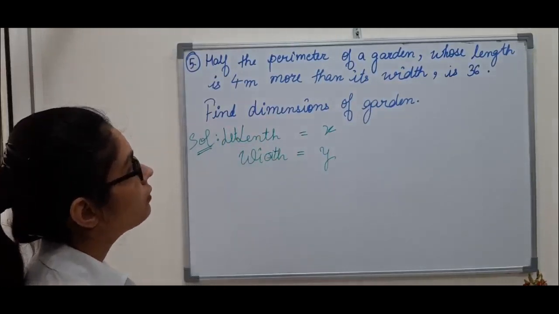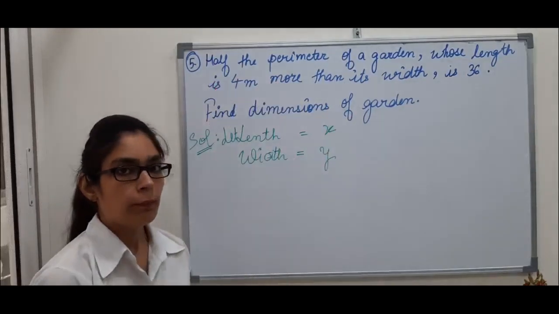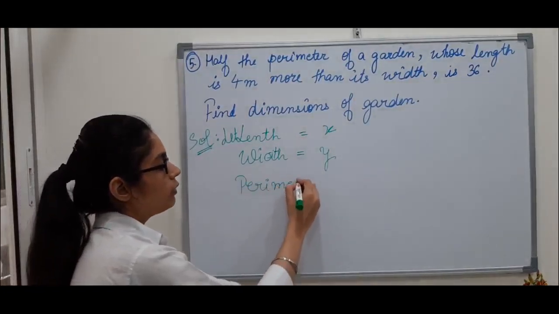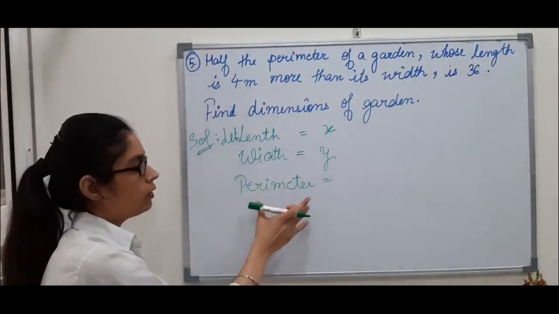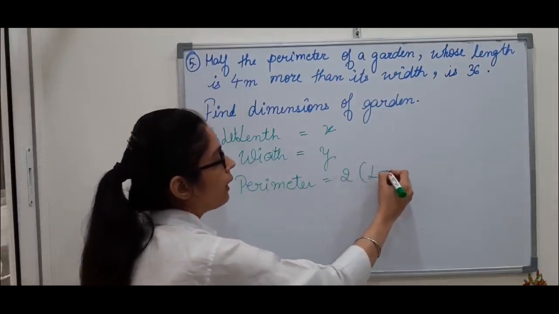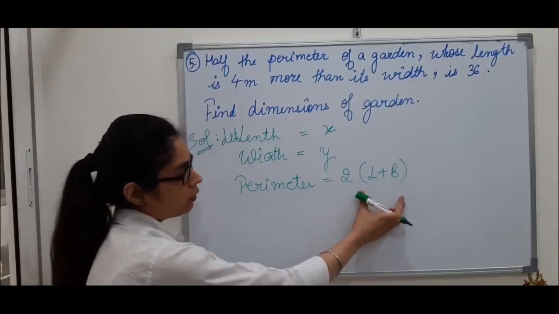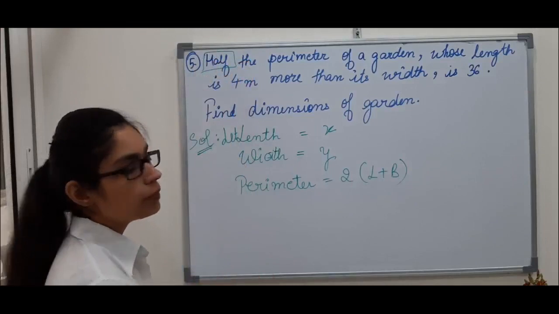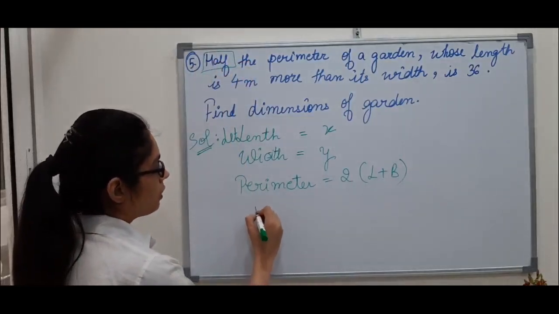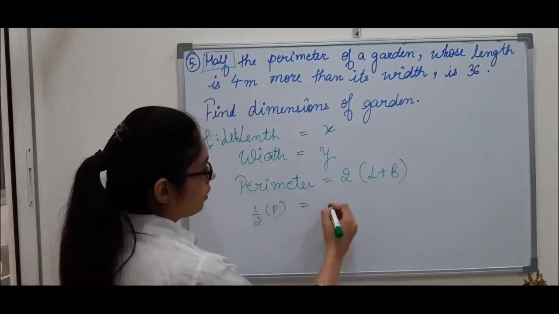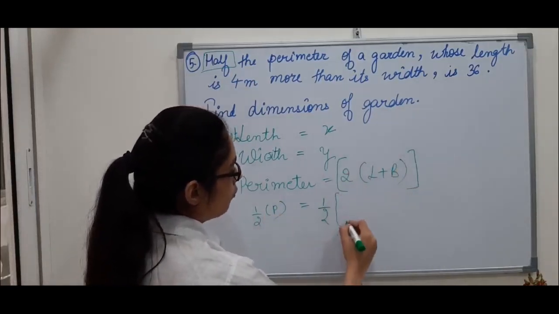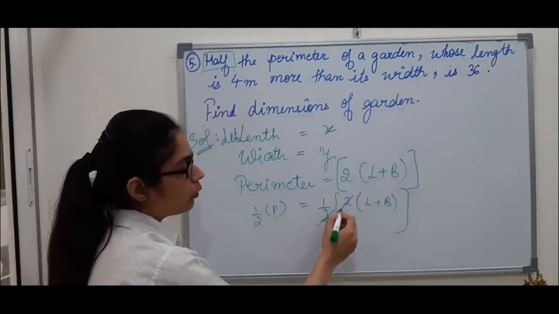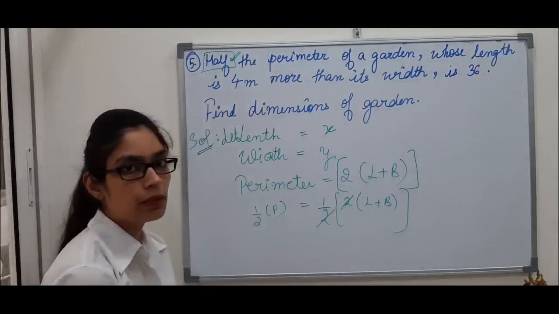Now they have given us one condition, half the perimeter. Do you remember the formula of perimeter? Yes, we have done it in the lower classes. Perimeter of a rectangle, so a rectangle means different width and length. The perimeter of a rectangle is 2 into L plus B. This is the formula. They have taken half the perimeter of the rectangle, so half of 2 into L plus B. This 2 and 2 will get cancelled. We are doing it half because it's written half the perimeter of the rectangle is 36.